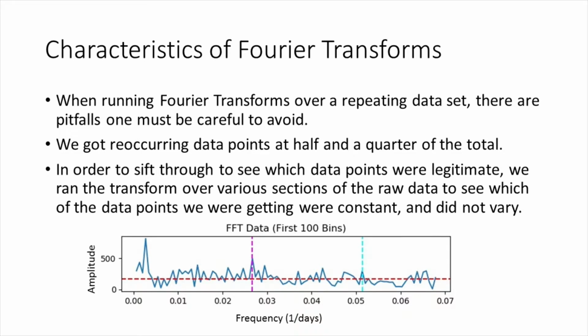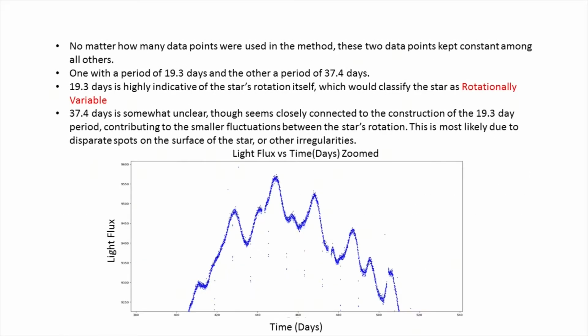When we did that, we found that there were only 2 that were constant: a 19.3 day period and a 37.4 day period. Now, the 19.3 day period, if you look at this graph right here, which is a zoomed in version of the stitched together graph, each peak to the next peak is about 19.3 days. So that's where a rotationally variable star comes into play. We can see that the star is rotating, and sunspots or other irregularities on the star surface itself can account for that fluctuation of light.